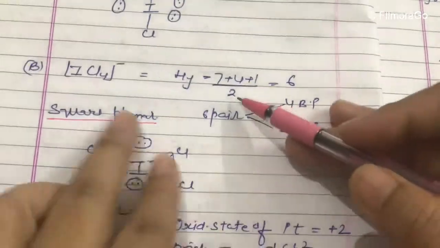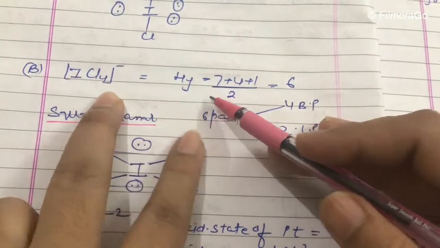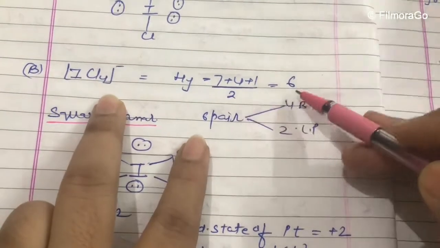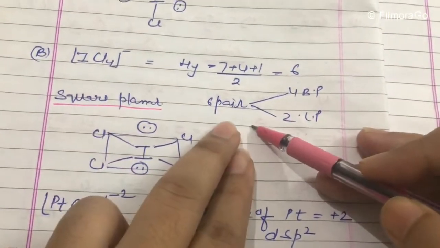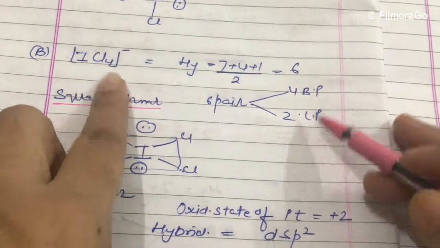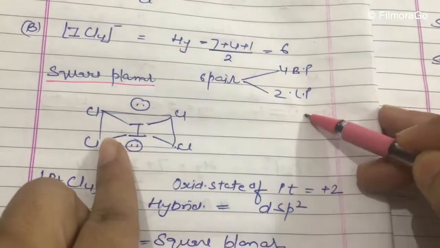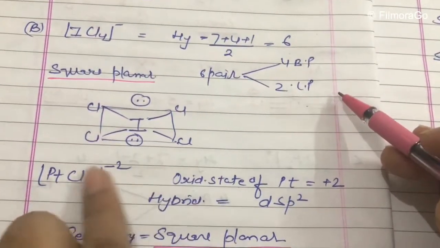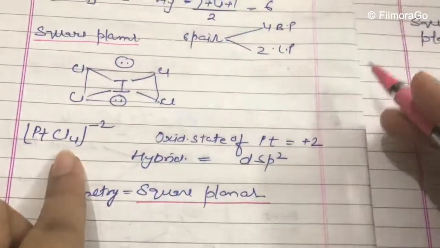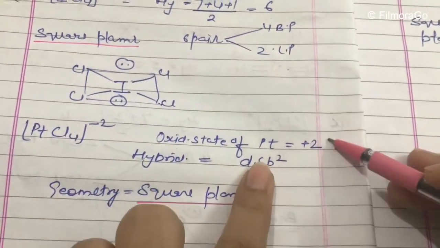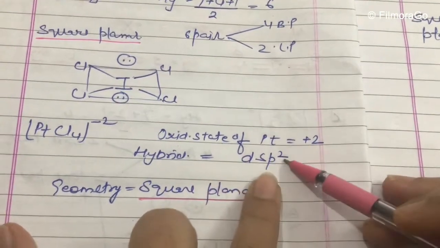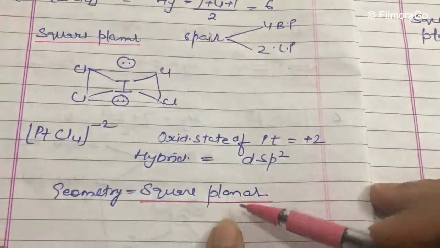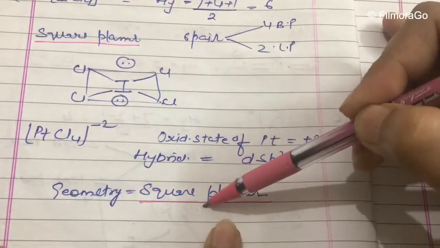Now the next option, ICl4 negative. Hybridization is 7 plus 4 plus 1, upon 2, that is 6. So there are 6 pairs. In 6 pairs there are 4 bond pairs and 2 lone pairs, and in that case the structure will be square planar. Now platinum tetrachloride: the oxidation state of platinum is plus 2, so the hybridization will be dsp2 and the geometry will be square planar. So both compounds have the square planar structure.